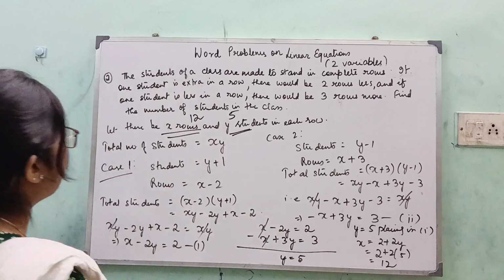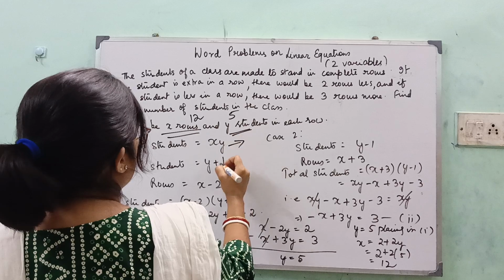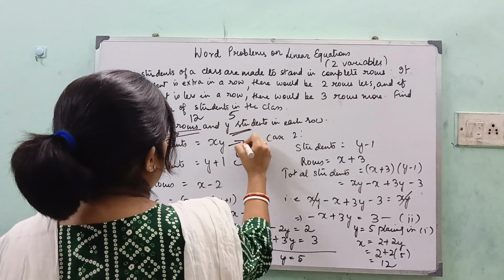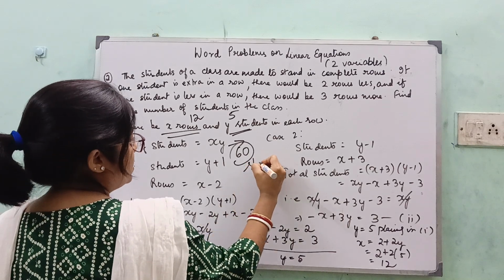But our question is to find the total number of students. So the total number of students is what? xy. So 12 into 5, 60. So our answer is 60. So in all we have 60 students.